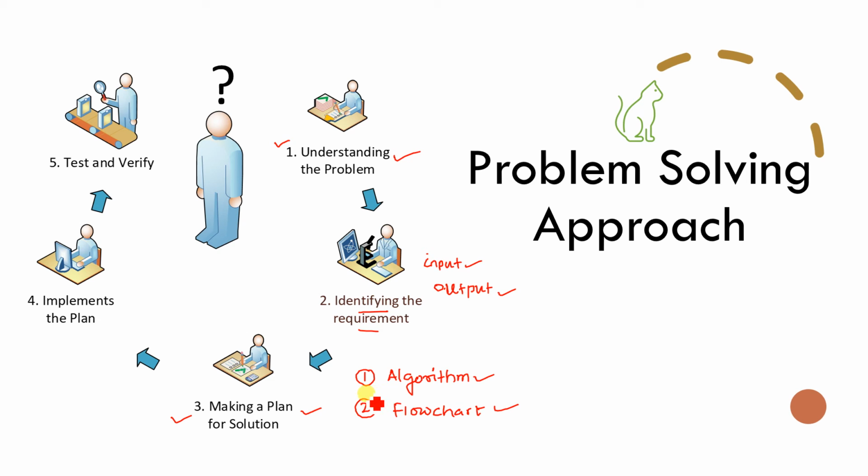Now after writing the algorithm and flowchart, the next step is to implement the plan. What do we mean by implementing the plan? We need to write the program code. In our case, we are going to write the C program by following the steps already written with the help of an algorithm. We need to convert those steps into a C program. After writing the C program, using any compiler, we will test and verify whether our proposed solution is correct or not.